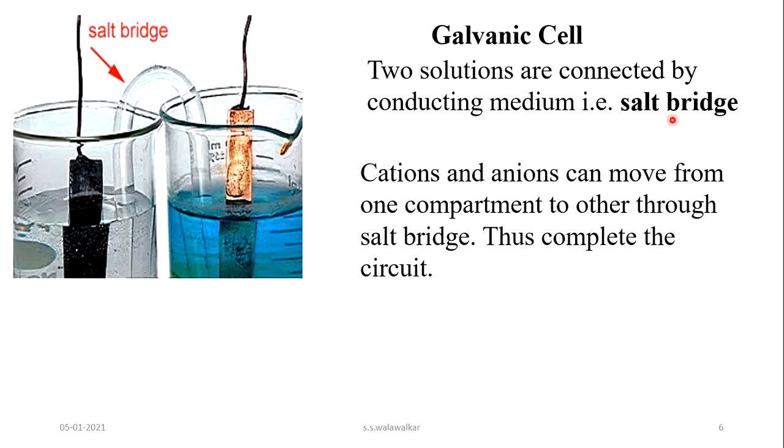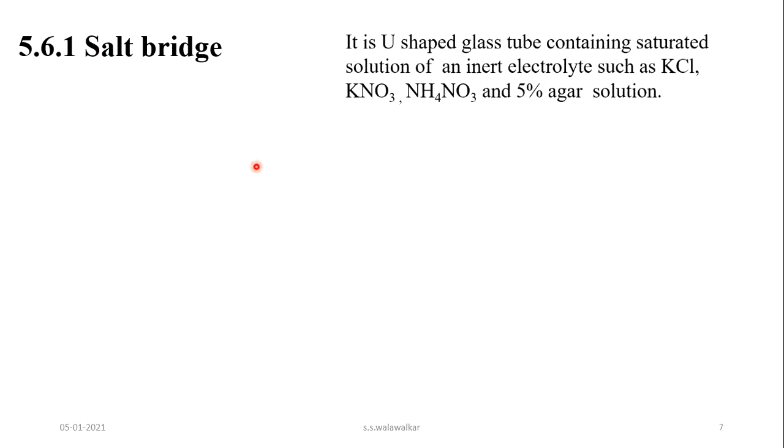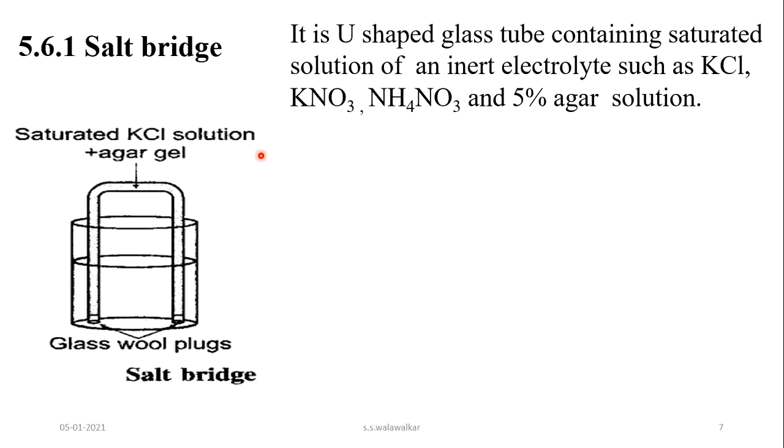Because of this salt bridge, cations and anions can move from one compartment to the other compartment through it, and thus this salt bridge completes the circuit. Two electrodes are connected by metal wire and two solutions are connected by the salt bridge, and the circuit is complete. This salt bridge is a U-shaped glass tube which contains a saturated solution of inert electrolyte.